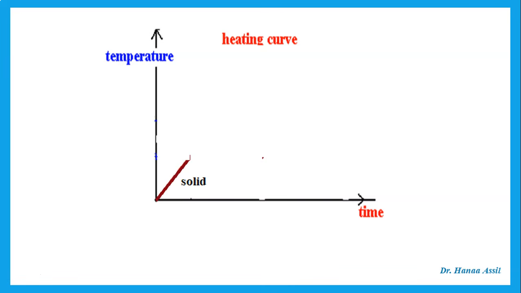So if I start with a solid and I'm heating it, that means the temperature of the solid is increasing until I reach a certain temperature, which is the melting point. Now, during melting, the temperature does not rise because the increase in heat, or the increase in energy, is used to change the solid to liquid. So during melting, the temperature does not increase even though we're still heating the solid, until everything becomes a liquid, then the temperature starts to rise.